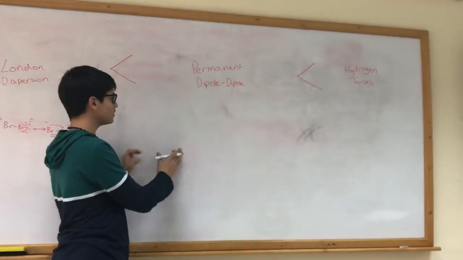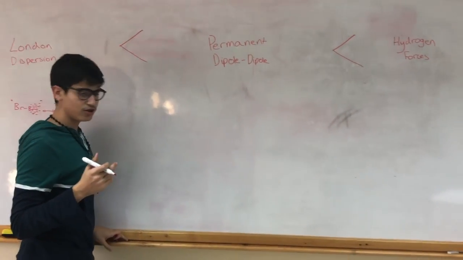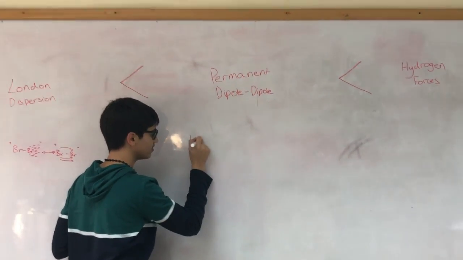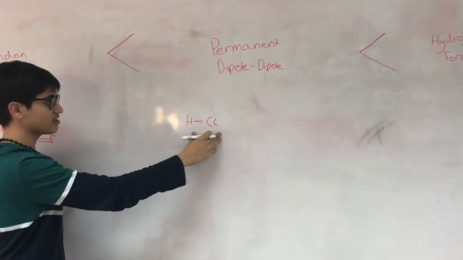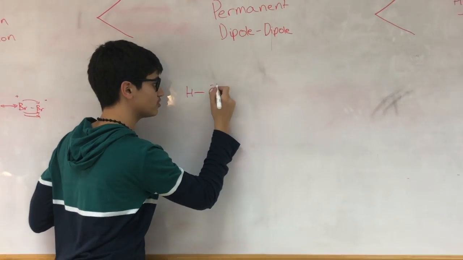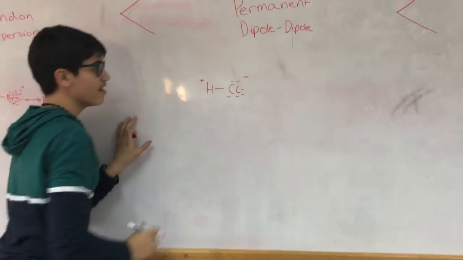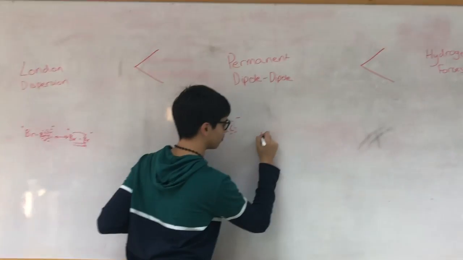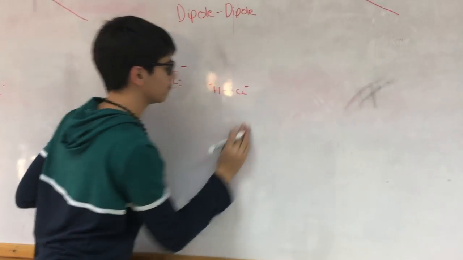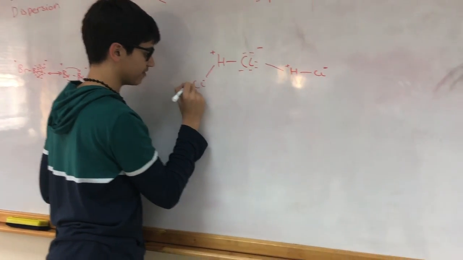The next type of van der Waals force is the permanent dipole-dipole. This occurs when the molecule is polar, causing a permanent dipole. For example, in HCl, the chlorine is a lot more electronegative than the hydrogen. So the electrons spend most of their time around the chlorine, creating a permanent negative dipole here and a positive dipole over here. This will then attract to the next hydrogen chloride, which will have a positive dipole here and a negative pole over there.